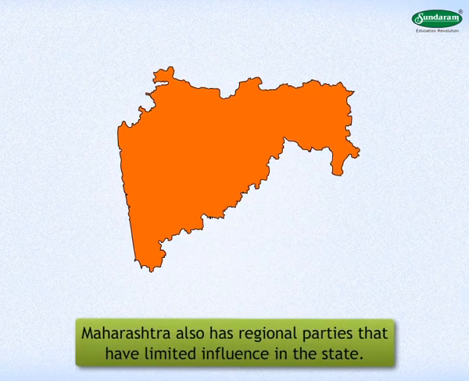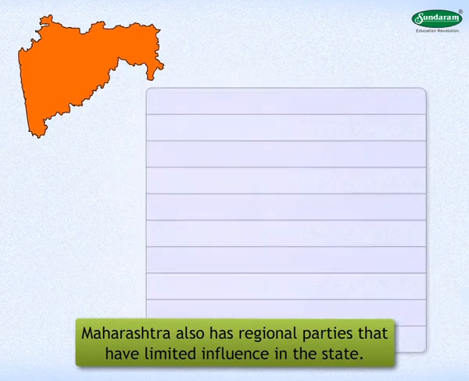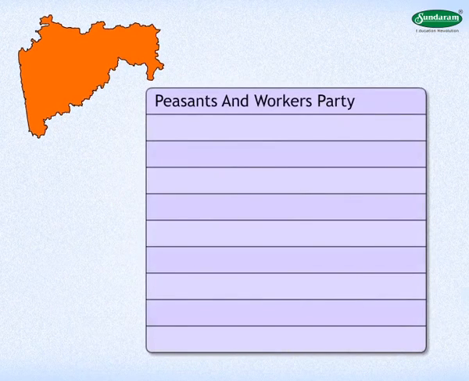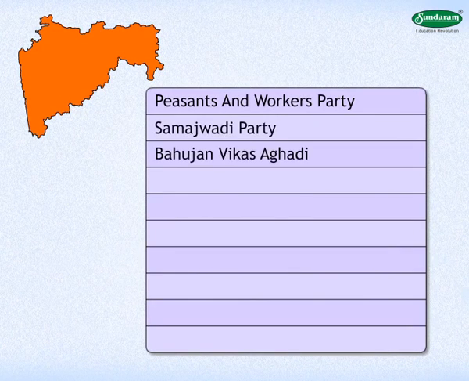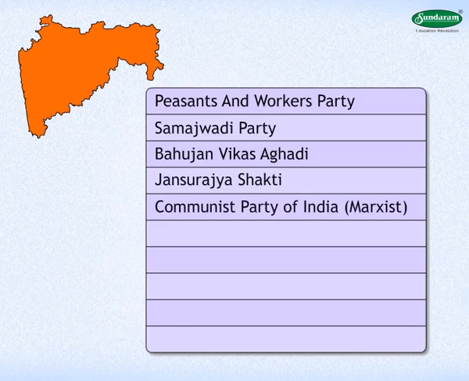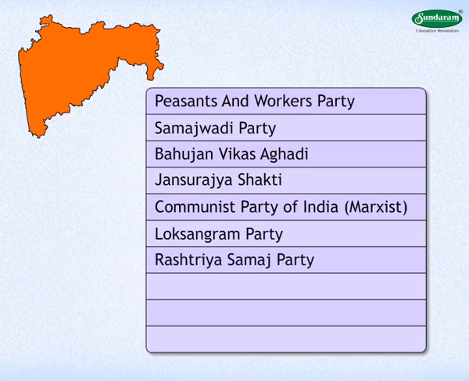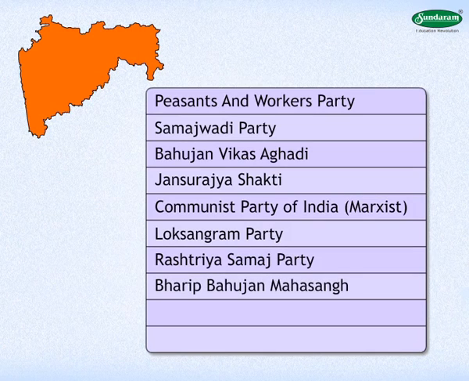Maharashtra also has regional parties that have limited influence in the state. Examples are the Peasants and Workers Party, Samajwadi Party, Bahujan Vikas Aghadi, Jan Suraj Shakti, Communist Party of India or Marxist, Lok Sangram Party, Rashtriya Samaj Party and Bharip Bahujan Mahasangh, Janata Dal and Republican Party.